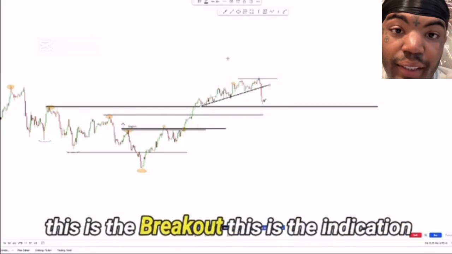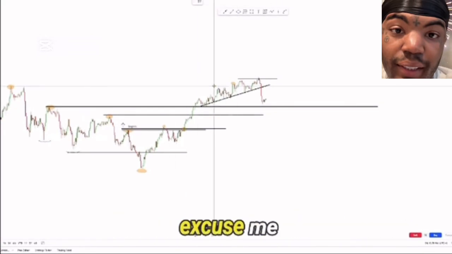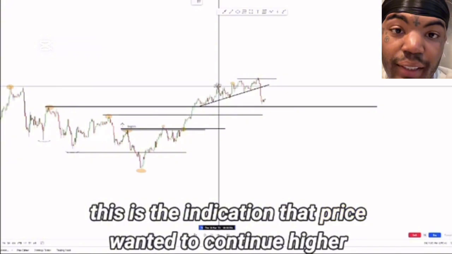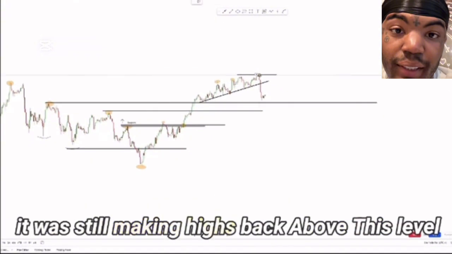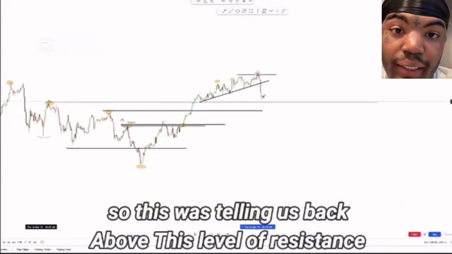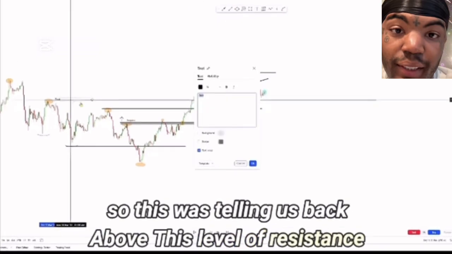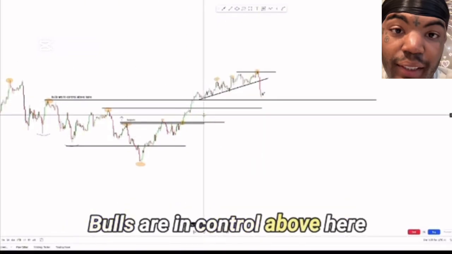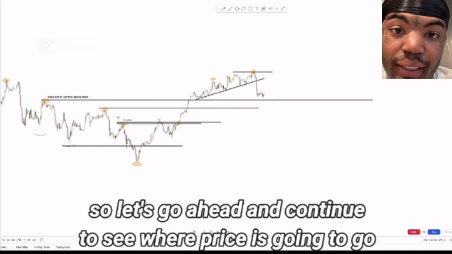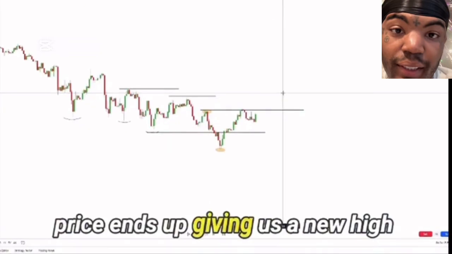This is the breakout. Excuse me. This is the indication that price wanted to continue higher. It was still making highs back above this level. So this was telling us that back above this level of resistance, bulls are in control above here. So let's go ahead and continue to see where price is going to go, giving us a new high.